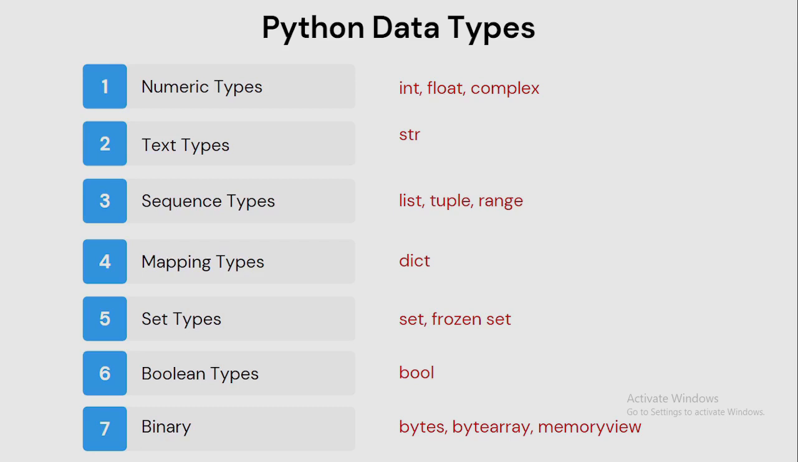We have the mapping types, like the dictionary, that allows us to represent our data in what we refer to as key-value pairs. You can have a mapping type that maps a key to its data, something like names mapping to ages of people. We'll look at all that. We also have the set types, which use the set and the frozen set. Then we'll look at Boolean types, which allow us to find out whether something is true or false. And finally we'll look at the binary types, where we look at bytes, byte array, and memory view.